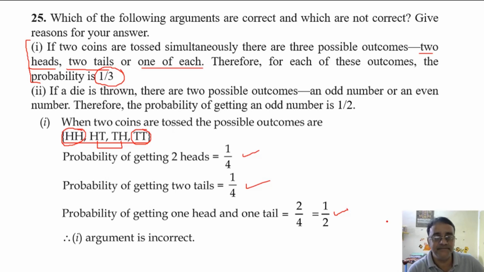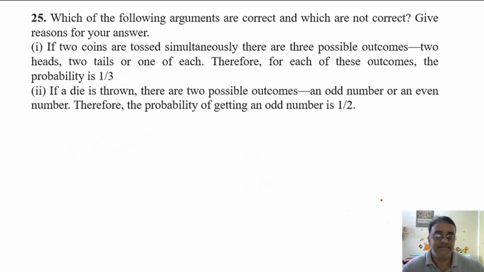Any doubt? No, sir. Okay. So we'll study the second one. If the die is thrown, there are 2 possible outcomes: an odd number or an even number. So therefore the probability of getting an odd number is 1 by 2.